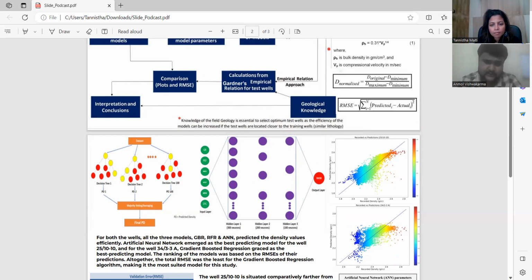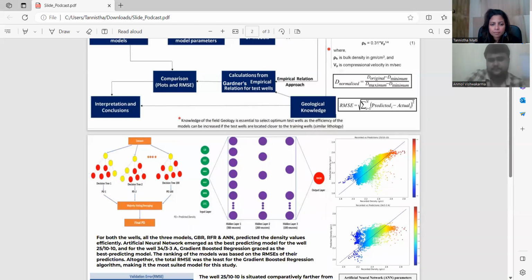We can also use the median filter to smoothen the logs, but in that case we need to keep in mind that small intervals, small beds or small changes are not missed, so we need to be careful in that.